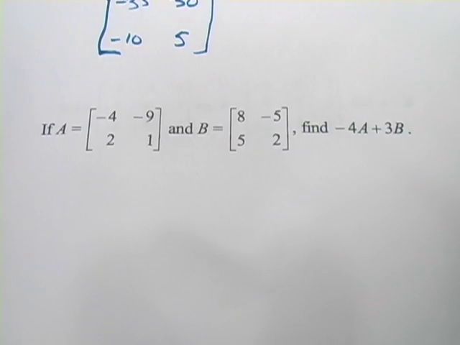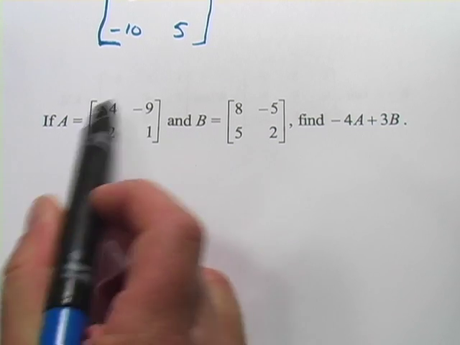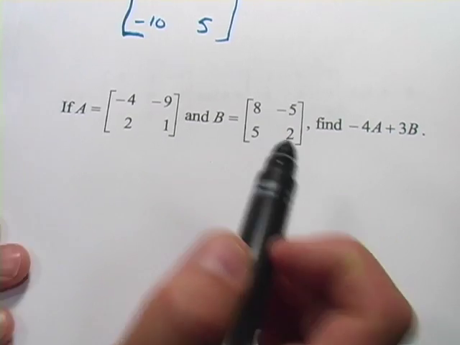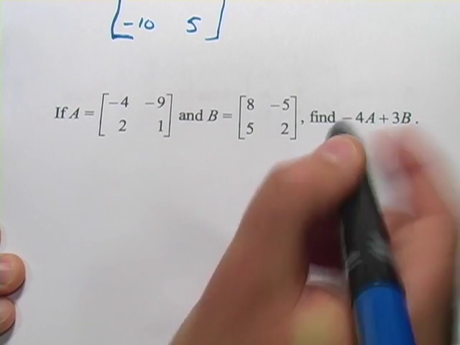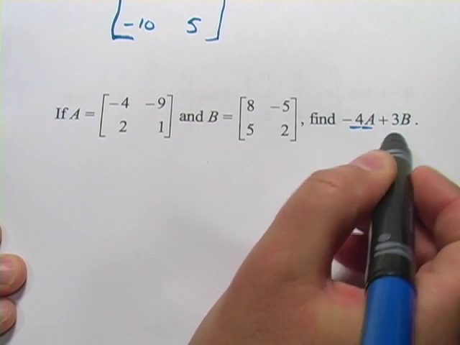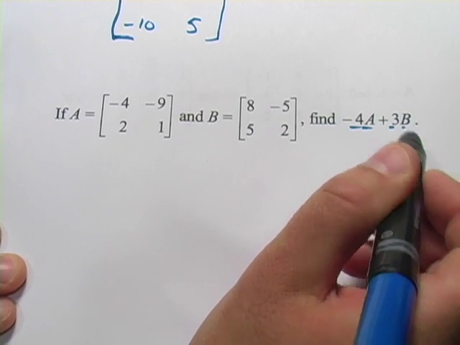Here's a slightly more complicated one. We're given two matrices. A is this guy and B is this guy. And they want us to find negative 4a plus 3b. So we're going to multiply these matrices by those numbers first, and then we're going to add the matrices together.